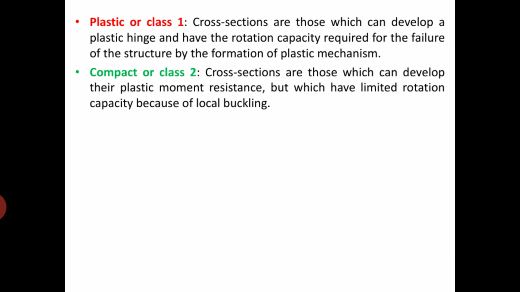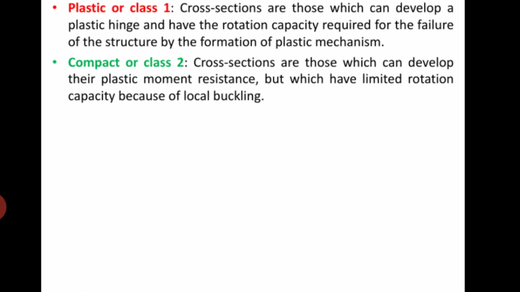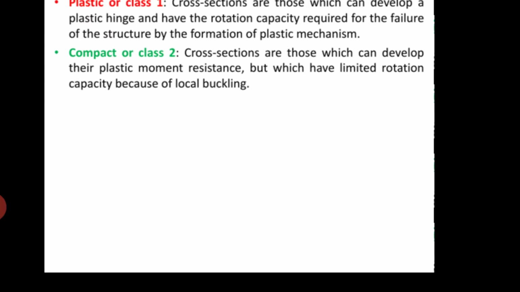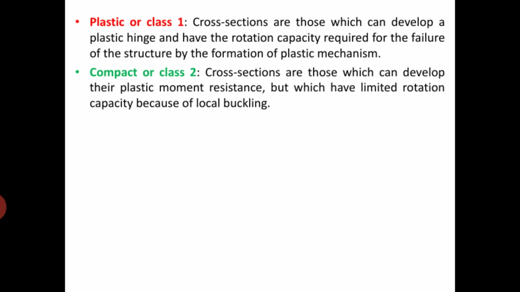So there the moment redistribution will take place, and in the compact section, before reaching the plastic hinge or plastic mechanism, the sections will buckle, then they will fail. So that is represented by compact sections. The cross sections are those which can develop the plastic moment resistance, but which have limited rotation capacity because of local buckling. That is being shown in a figure, that is the moment rotation curve.